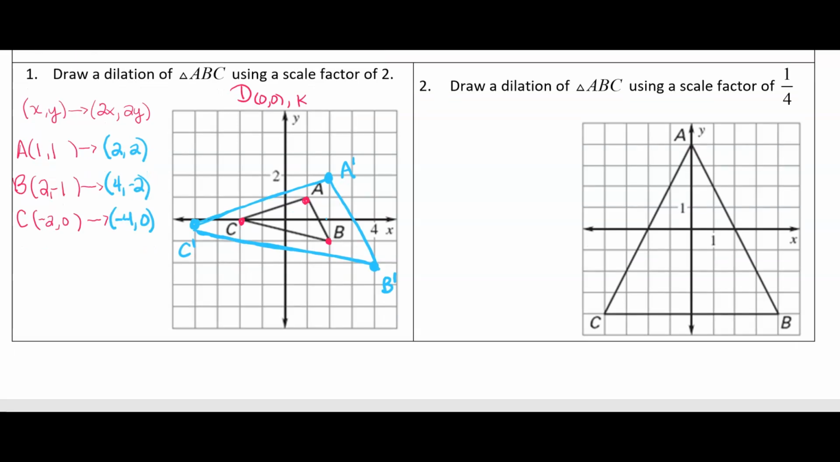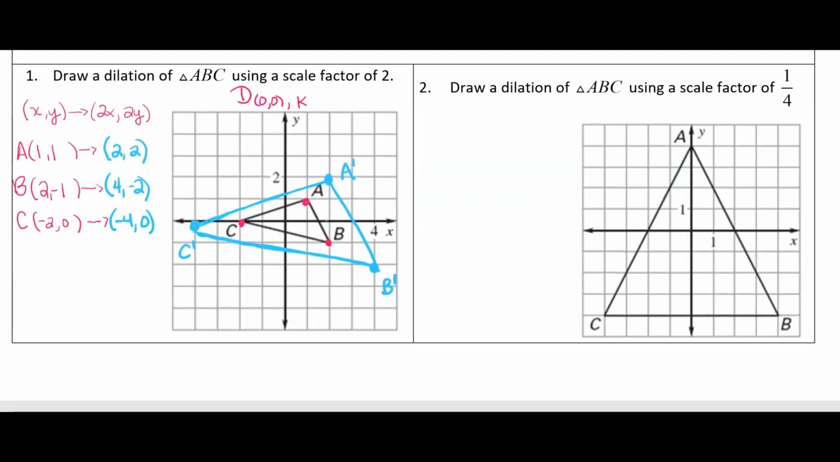Now, question 2 is the same thing. It just is a reduction because we have a scale factor of 1/4, excuse me. So I would like for you to pause this video and try that problem.